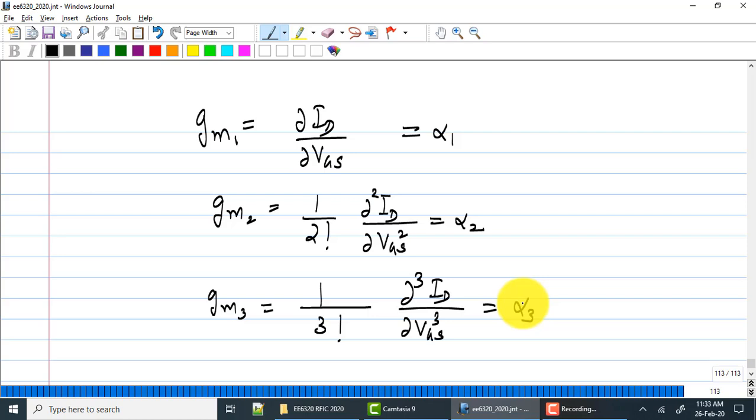So for all practical purposes, these are the alpha 1, alpha 2, alpha 3 we are interested in, because the nonlinearity of the block that I am interested in is GM. So this is my MOSFET.